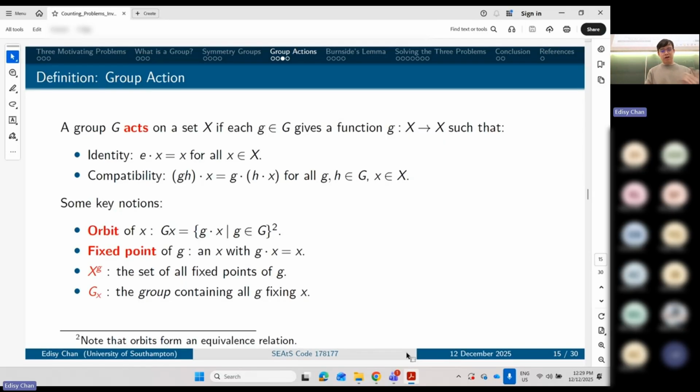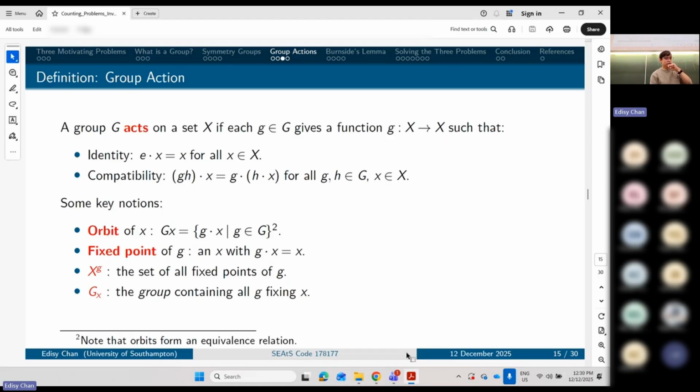And then the next one is called the fixed point. The fixed point of G, let me be more precise. When we have a group element, we fix a rotation. And then we try to find if there is any x such that when we apply this G on that x, we get that x. If it fixes the x, then the x will be called a fixed point of G.